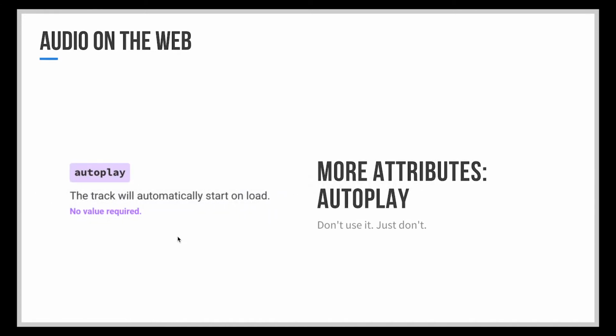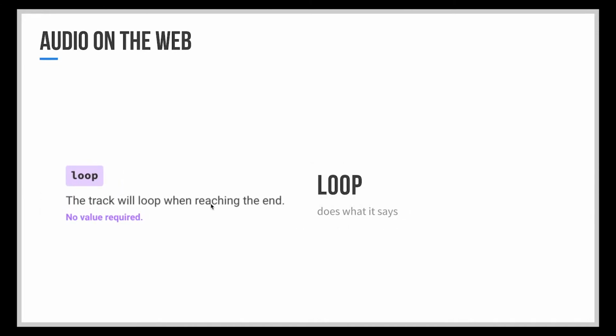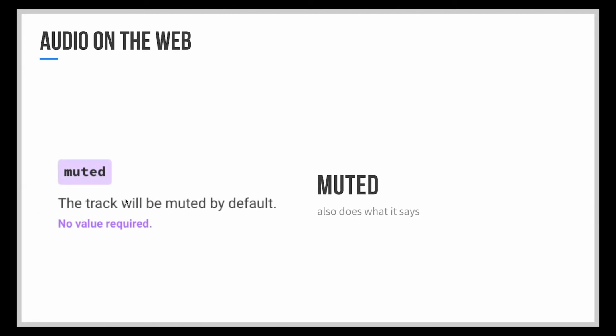Other attributes include autoplay, which does what it says. Don't use it, it's annoying. Let your user control whether audio plays or not. You can also specify it to loop. And you can also specify for it to be muted. As long as you include that attribute in the tag, then the track will be muted. That's a good one to include.